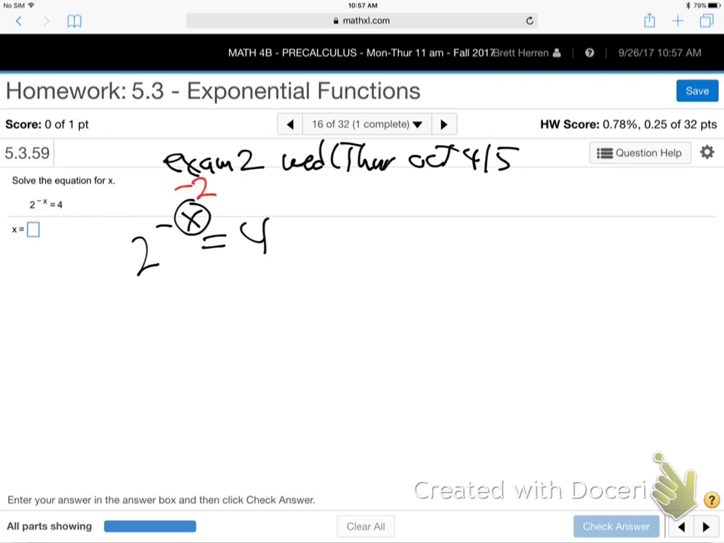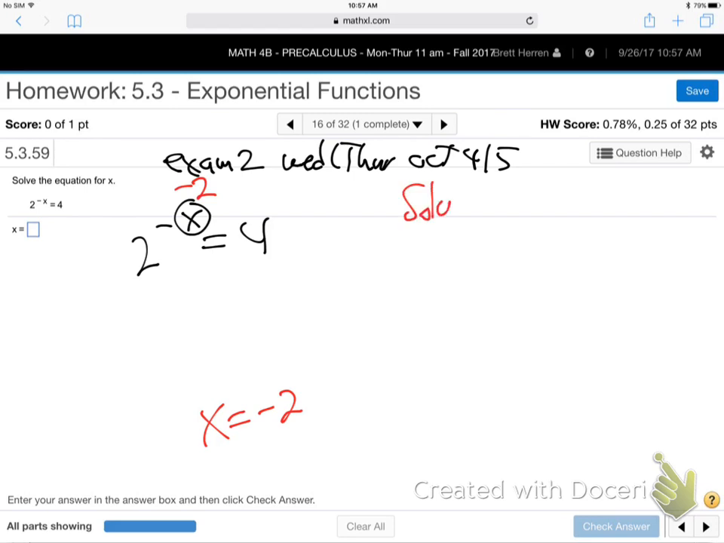-2. So if I made x -2, would that work? Negative, so what would negative be? Positive. 2 to the positive 2. Is that 4? Yeah, that's right. x equals -2 is the answer. We just solved by observation, they call it. We just kind of looked at it. But let me give you a method, though. What's the actual method?